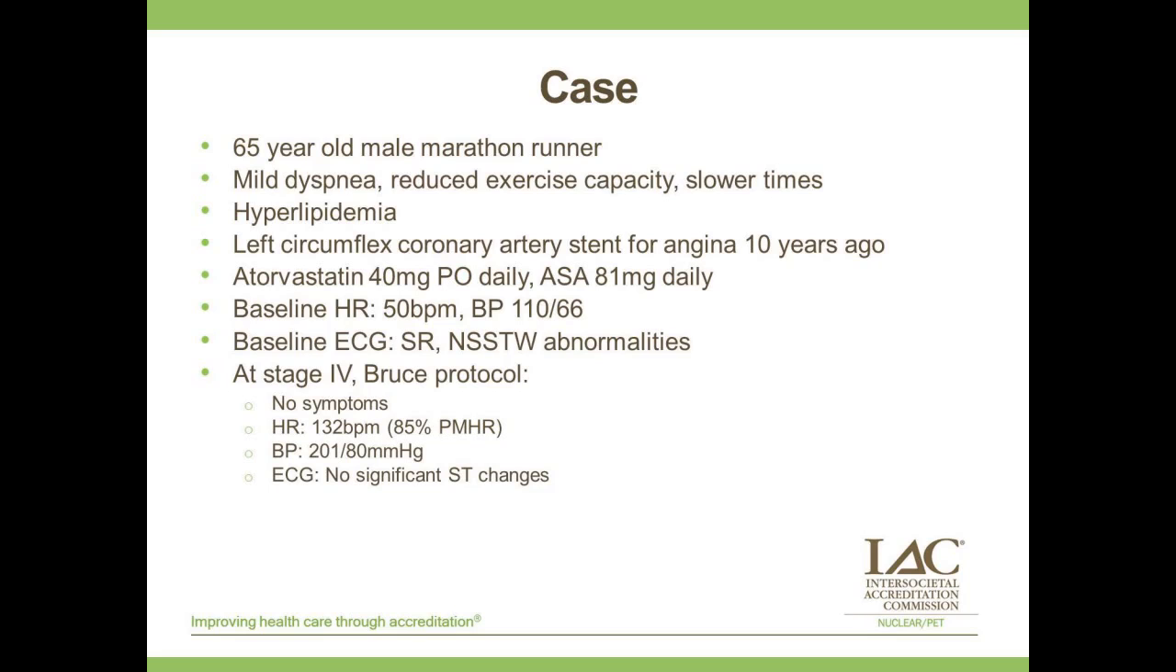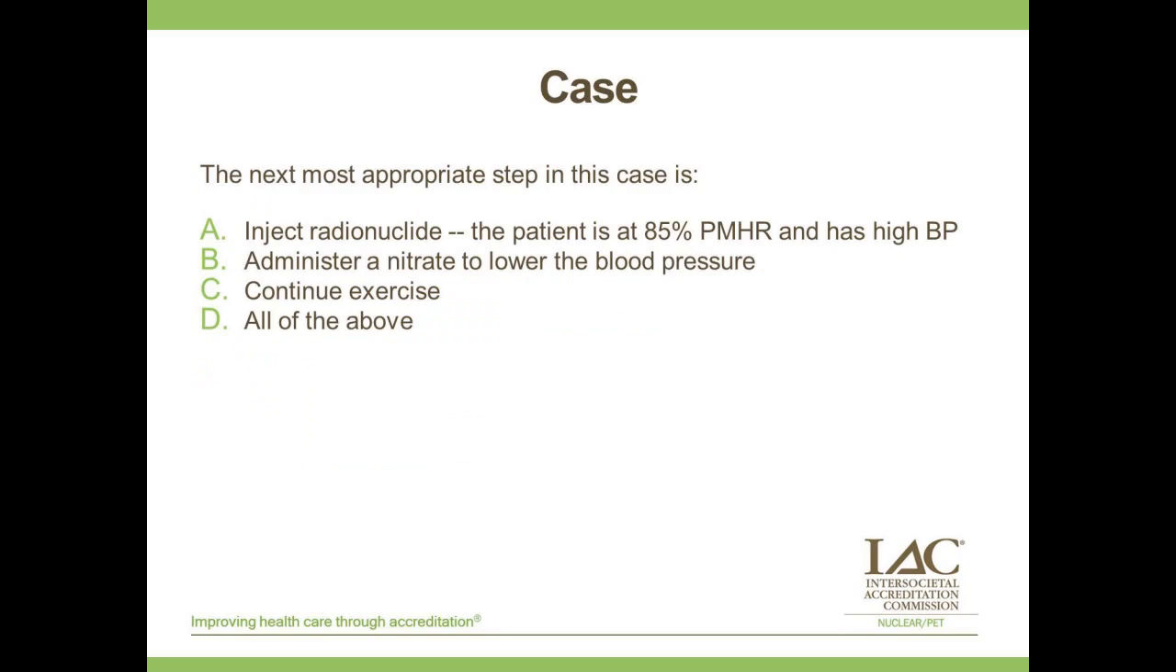If we think about him being at 13 METs, at 7 millimeters of mercury for every MET achieved, that's 91 plus 110, so he'd be over 200. He's right on target for what his blood pressure would be expected to be after that amount of exercise. So what's the next and most appropriate step in this case? Inject radionuclide? The patient, after all, has hit 85% of his predicted maximum heart rate and has a high blood pressure. Well, actually, it's not high; as we said, that's as expected. Should we administer a nitrate to lower his blood pressure? Should we continue exercise, or all of the above?